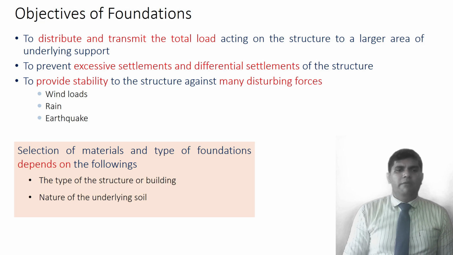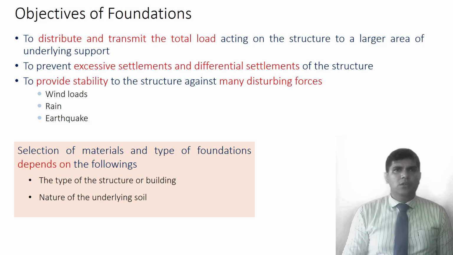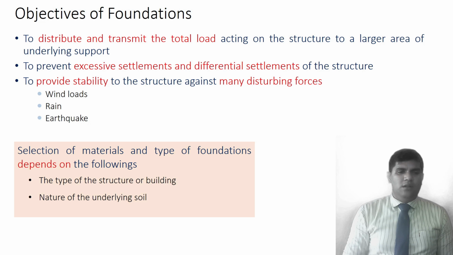The third one is to provide stability to the structures against many disturbing forces. One is wind load. Especially in high-rise buildings and tower structures, we are considering the wind load. And rain, normally in exposed areas. The rain loads, so we can say rain forces, also need to be considered. And the last one is the earthquake. If any earthquake happens in the area, the building should be stable against those vibration effects. So therefore, we have to consider the earthquake forces as well.